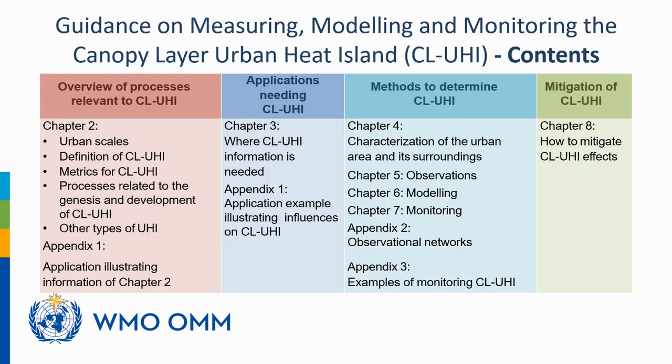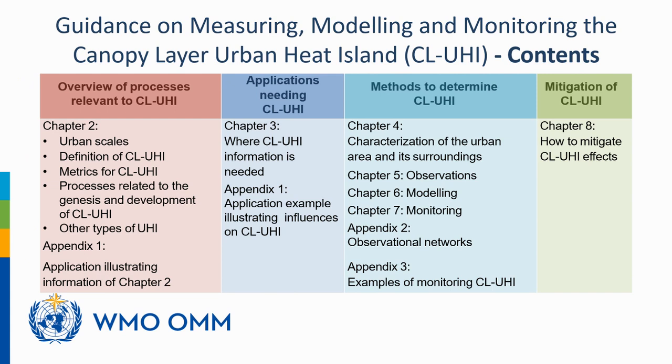So the structure of the guidance includes, from one side, an overview of processes relevant to canopy layer urban heat island. In chapter 2, we analyze urban scales and definitions. One of the reasons for this guidance is, first of all, its importance, especially with climate change and urban development. But from another side, there is a misinterpretation of urban heat island in different studies, and in some papers, as discussed yesterday, the term urban heat island is used for different things. So we try to make some analysis and formulate how better to follow and answer the main questions.